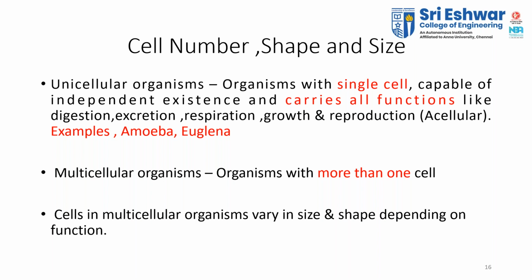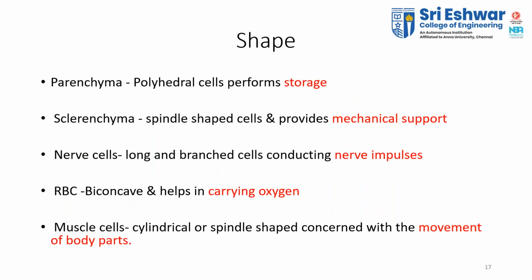So multicellular organisms have more than one cell. In multicellular we have more number of cells, and in unicellular we have a single cell. So cells in a multicellular organism vary in size and shape depending upon the function. Next comes shapes of the cell. We have a few classifications of shapes. One is parenchyma, sclerenchyma, nerve cells, RBCs, red blood corpuscles, muscle cells. Okay, these have individual different shapes.